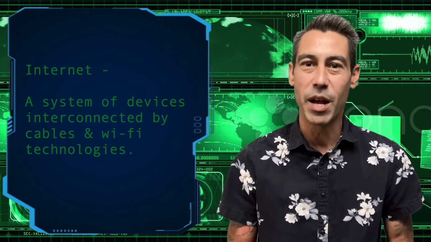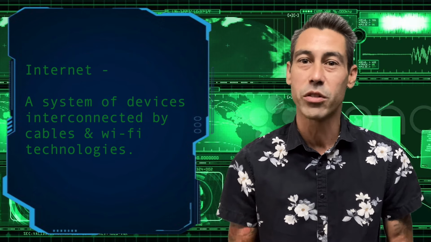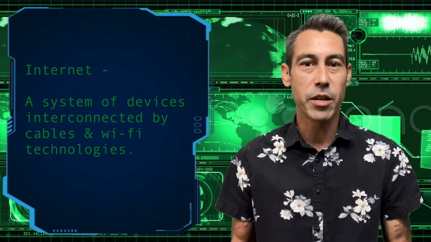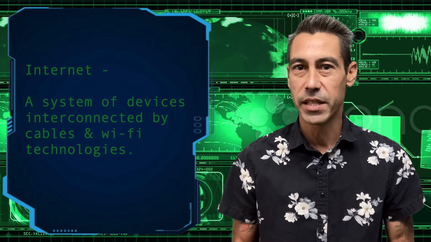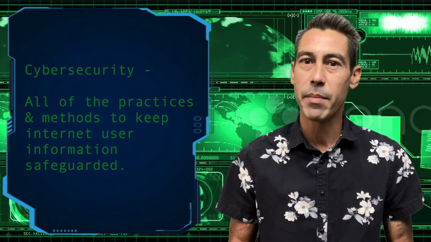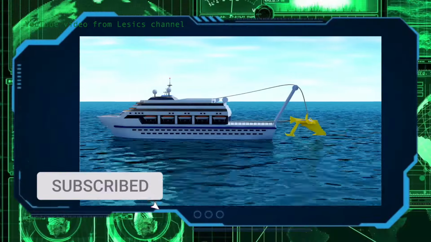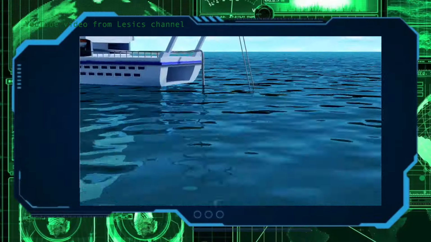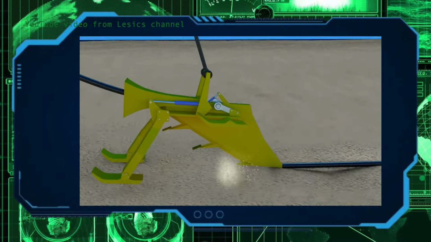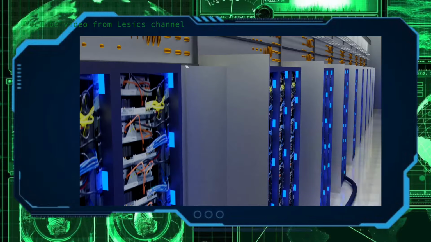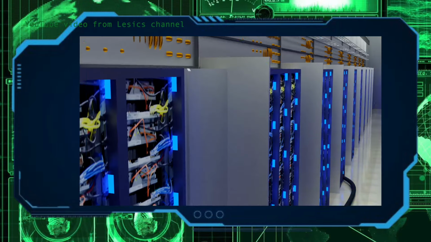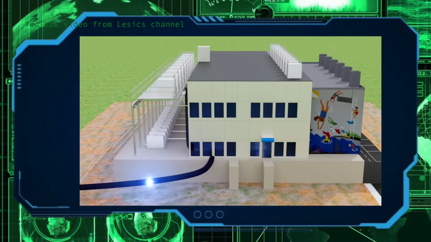The internet is the global system of interconnected computer networks that uses the Internet Protocol Suite, or IPS, to communicate between networks and devices. Cybersecurity refers to the practice of protecting systems, networks, and data from digital attacks, damage, or unauthorized access. To make all this happen, the internet uses wires that run under the ground or the ocean that connect millions of computers, phones, and other devices all around the world. These devices use the web to talk to each other, share information, and help you find what you're looking for.